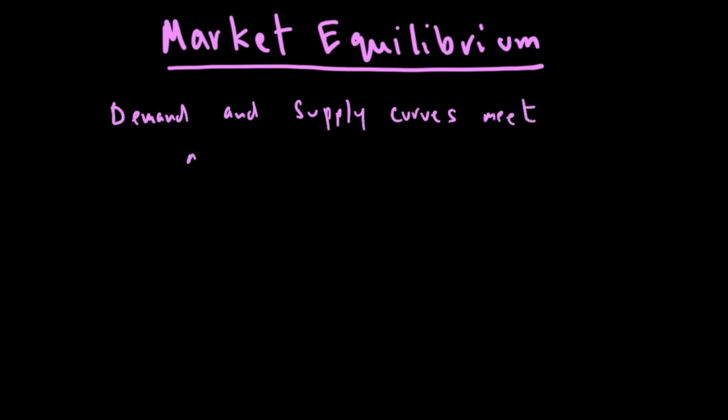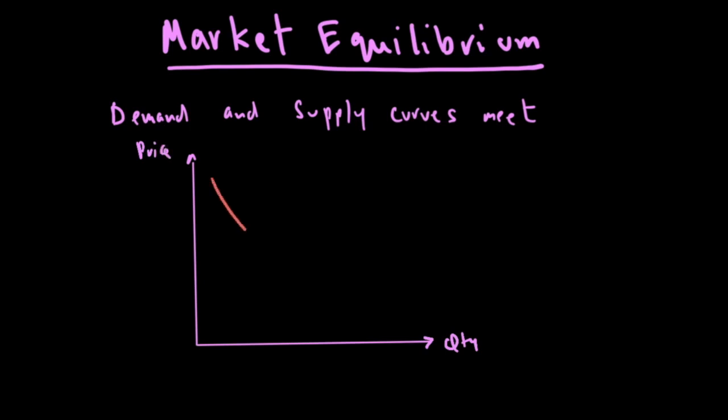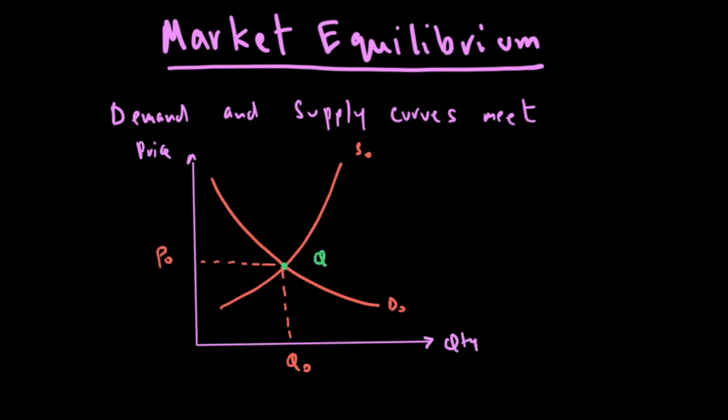So if we draw the diagram for market equilibrium, now we'll bring both the demand and supply curve together to see the equilibrium price and equilibrium quantity. So let's draw the demand curve. Demand curve is downward sloping, supply curve is upward sloping, and where demand meets supply is the market equilibrium price P naught and equilibrium quantity Q naught. When the market is in equilibrium, QD, the quantity demanded, is equal to quantity supplied.